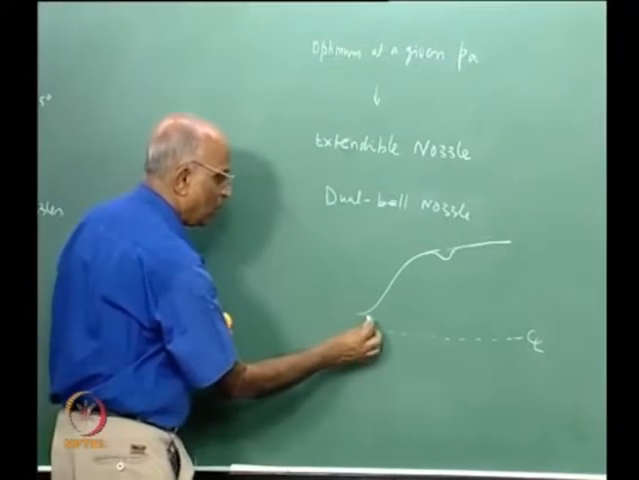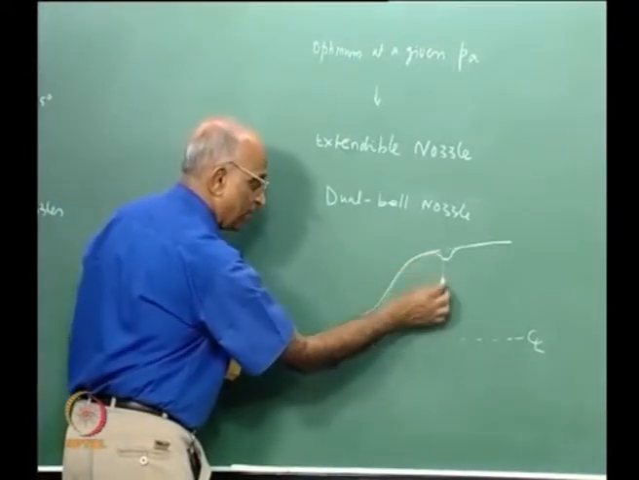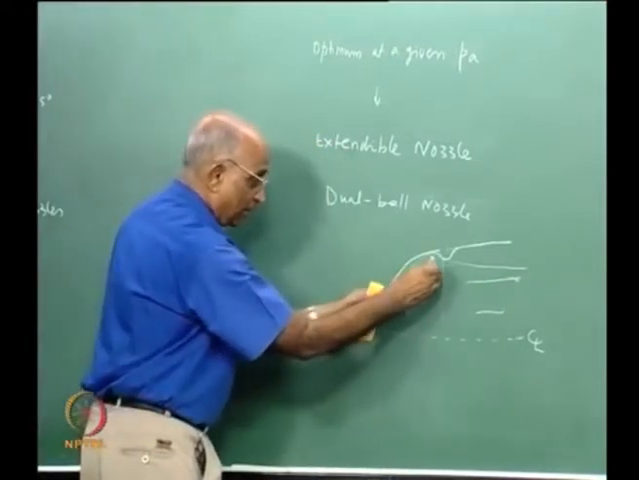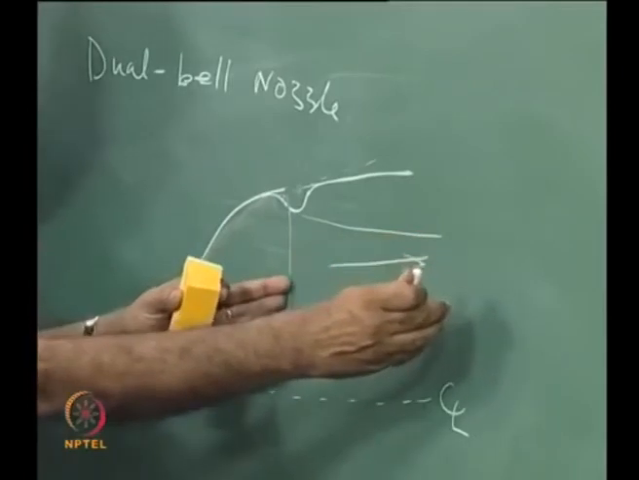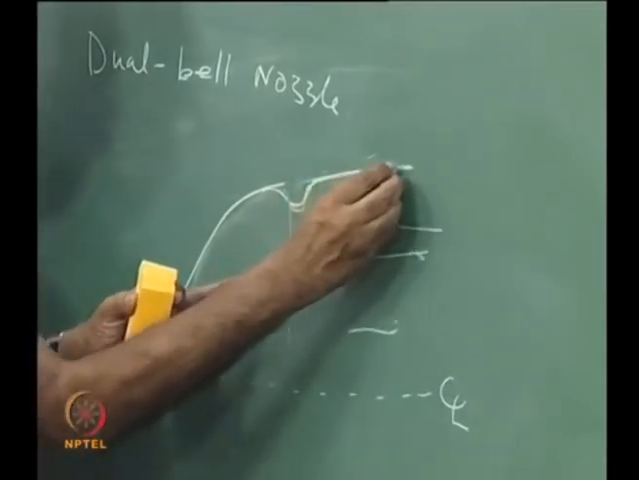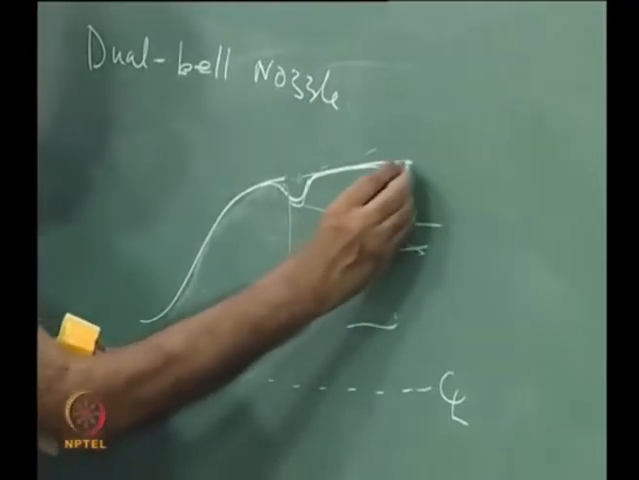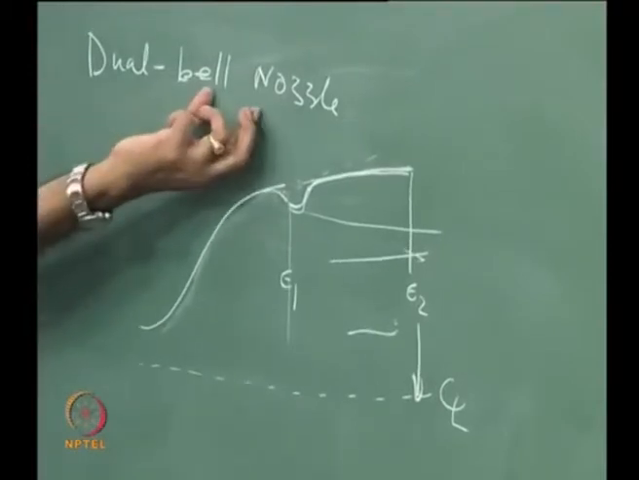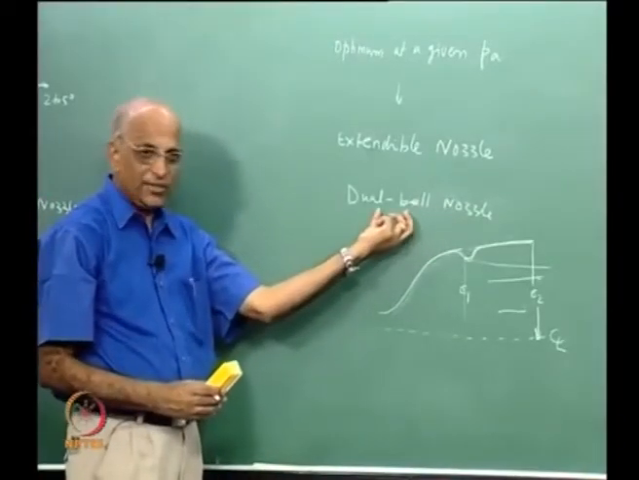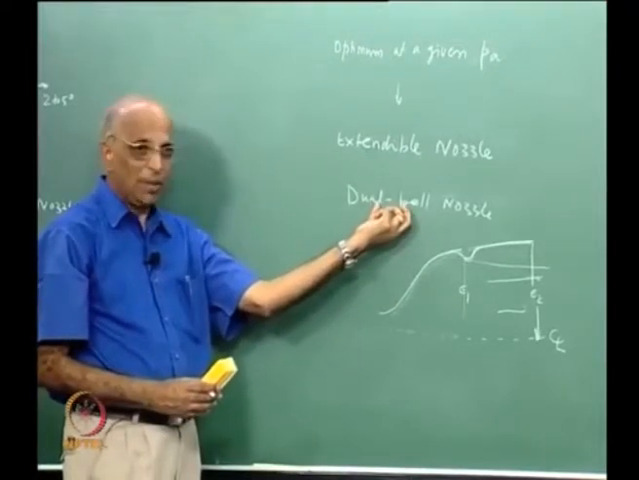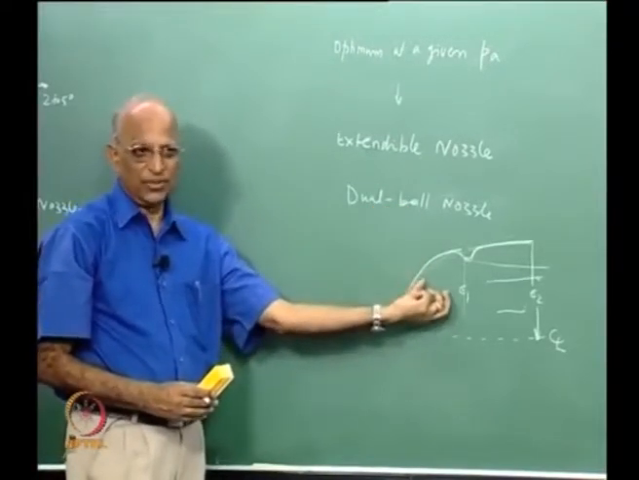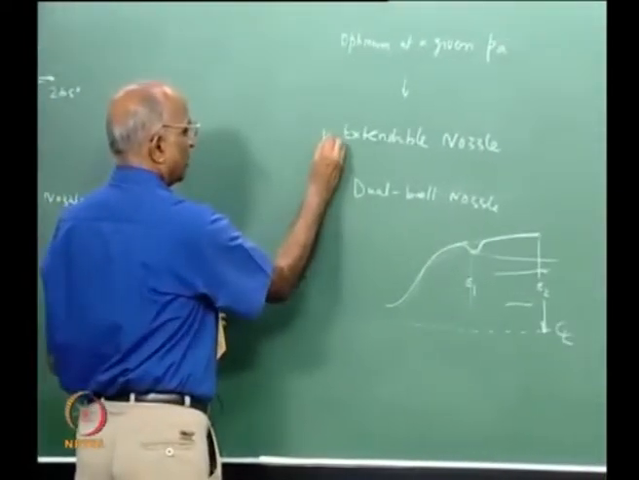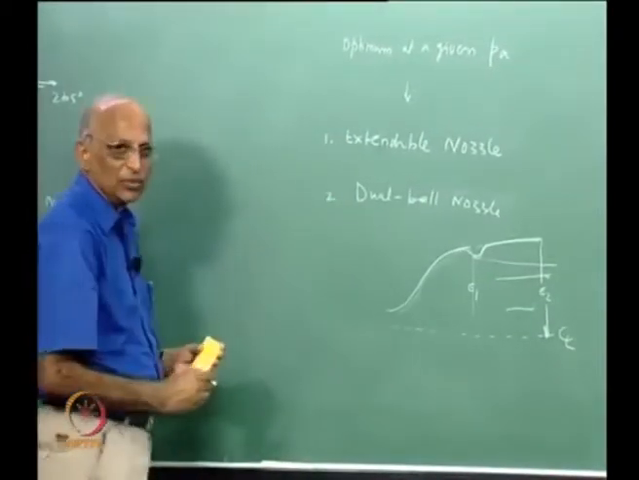Now what is going to happen at lower altitude? The flow expands to the ambient pressure, flow separates and flows over here. At higher altitude, because the pressure here is very much higher than the ambient pressure, the flow reattaches here. Therefore, I can get area ratio epsilon 1, area ratio epsilon 2 over here. This is known as a dual bell nozzle. In fact, this month's issue of the AIAA journal has a paper on this dual bell nozzle looking at the optimum conditions. That is, there is still work going on in this. Therefore, second we say is unconventional, first extendable nozzle, 2 is a dual bell nozzle.